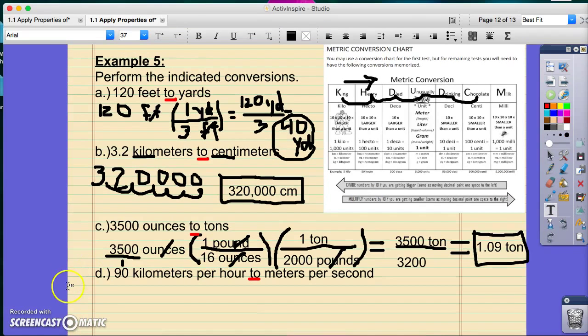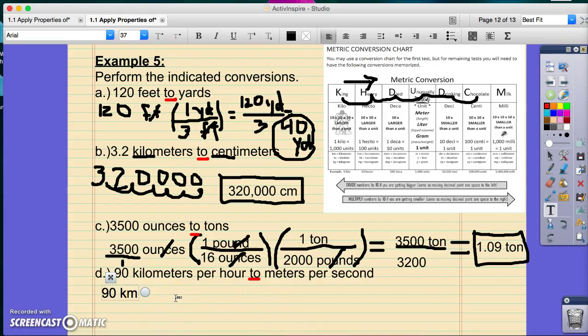So let's see how we want to write it originally. I'm going to write it as a fraction. I'm going to slide this up here a little. So I'm just going to rewrite it: 90 kilometers. I'm going to use km just because I want to make sure I have enough room.